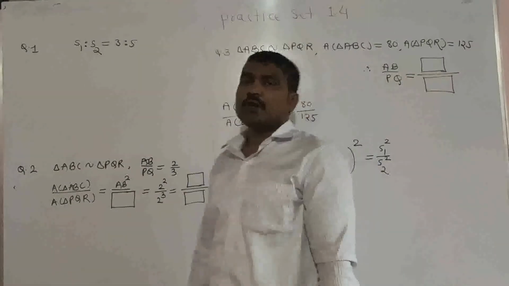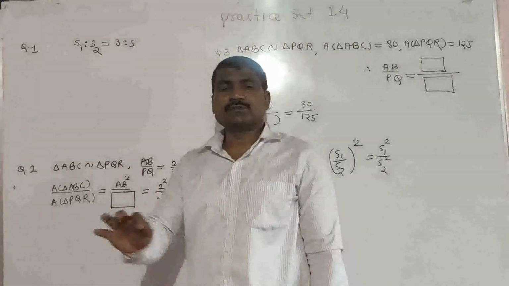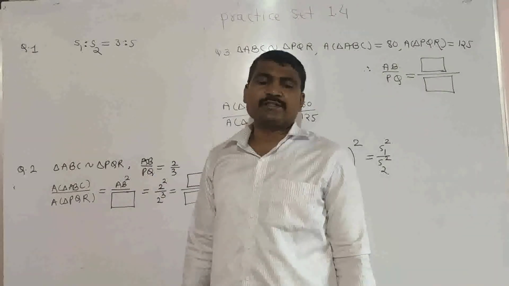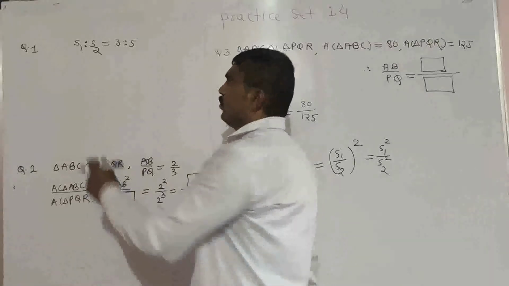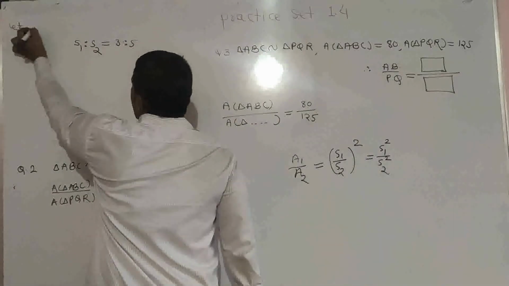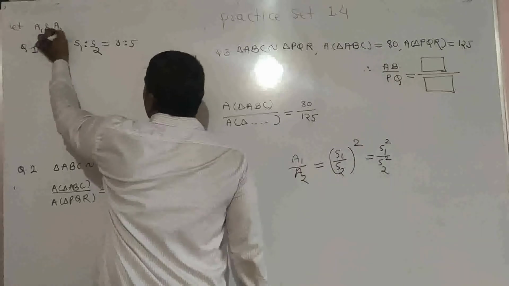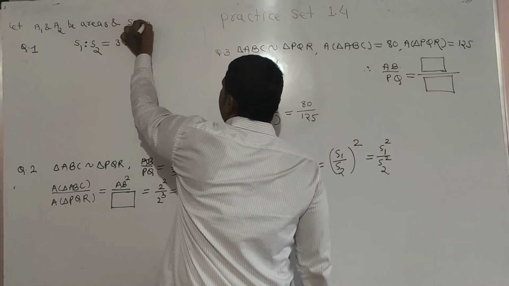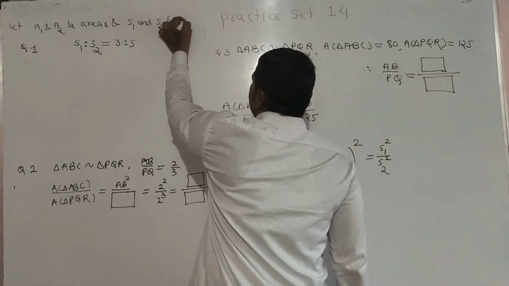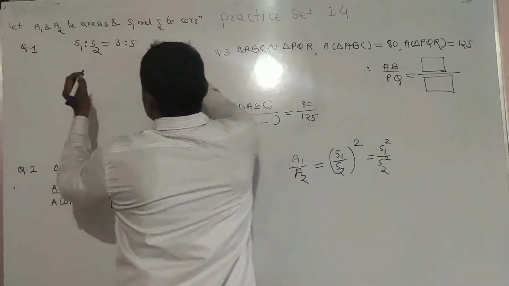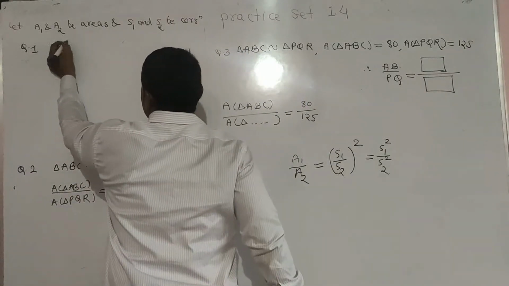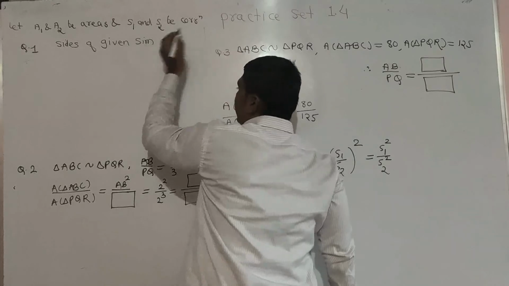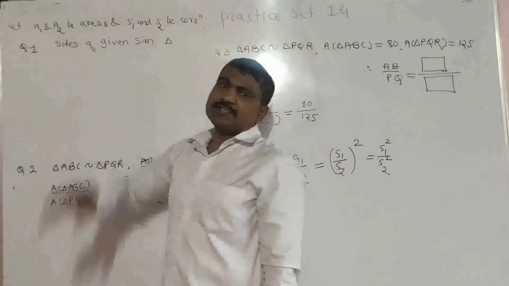Okay, so to solve the given problem, we first write the names of the symbols. Let S1 and S2 be the corresponding sides and A1 and A2 their areas. So let A1 and A2 be areas and S1 and S2 be corresponding sides of the given similar triangles.